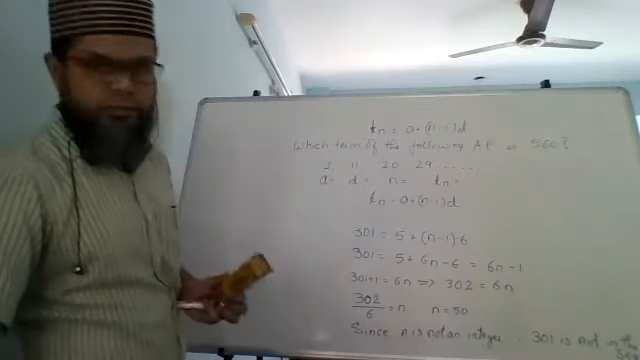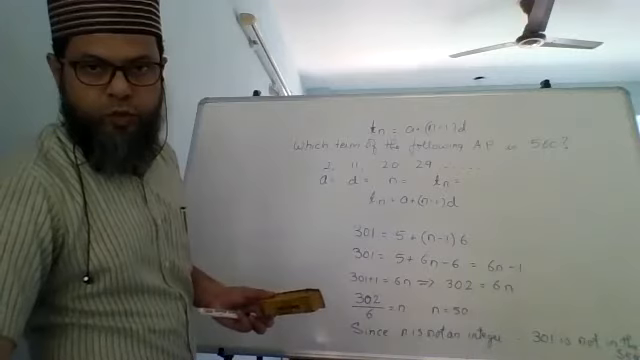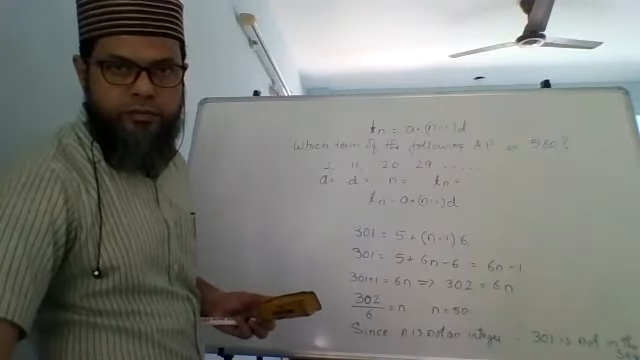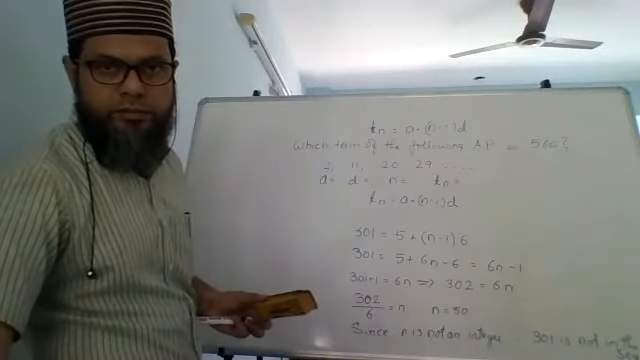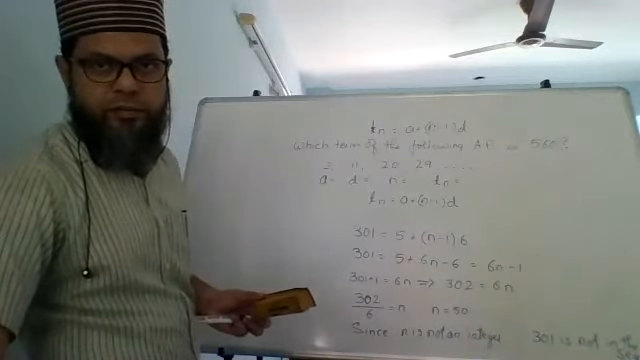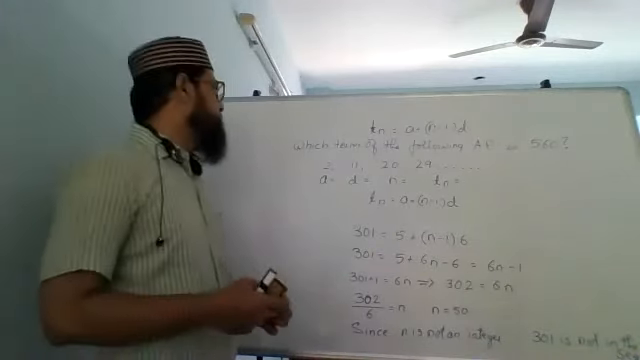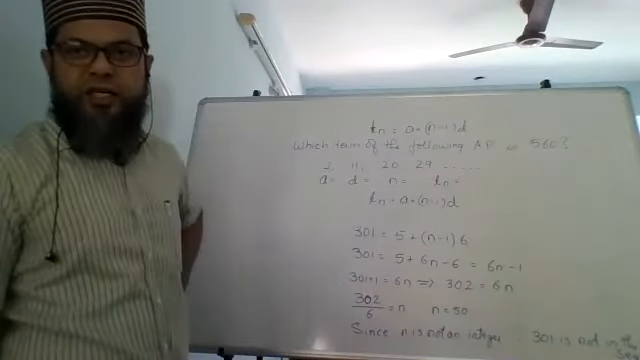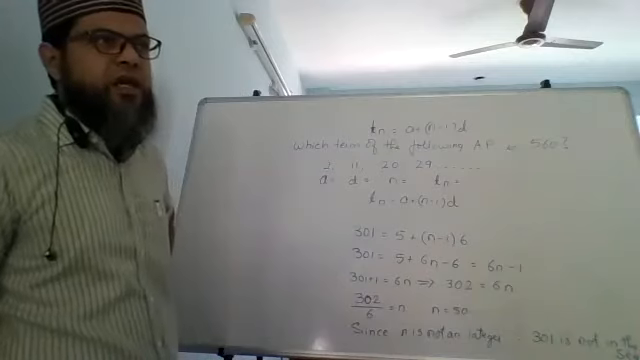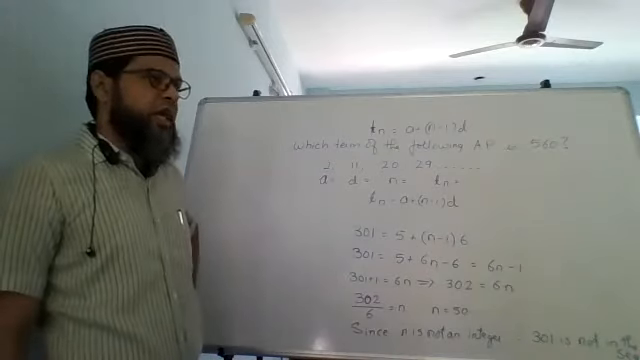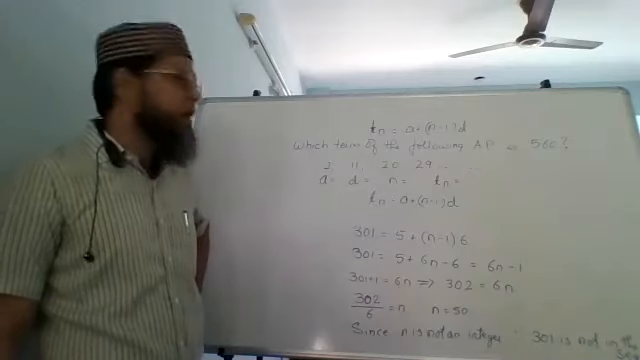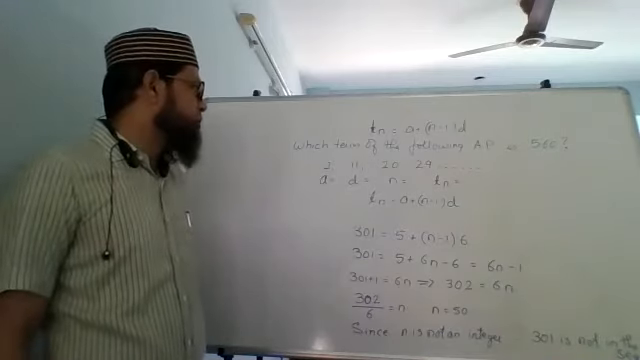Okay, so what is it that we have to find out? Yeah, that's the challenge. That is the question. Which term of the AP is 560? Now, 560 is the term, 560 is Tn, or 560 is N. That is what you will have to identify, and that is what is going to be the interesting part.